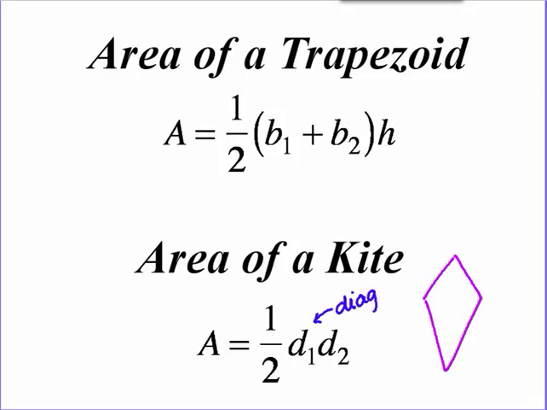And so the diagonals in a kite, right there, those are your two diagonals. So that's what you're going to do to find the area of a kite. You're just going to take 1/2 times diagonal 1 times diagonal 2. It doesn't matter which one is diagonal 1 and which one is diagonal 2. You're going to multiply the diagonals, then take them times 1/2.